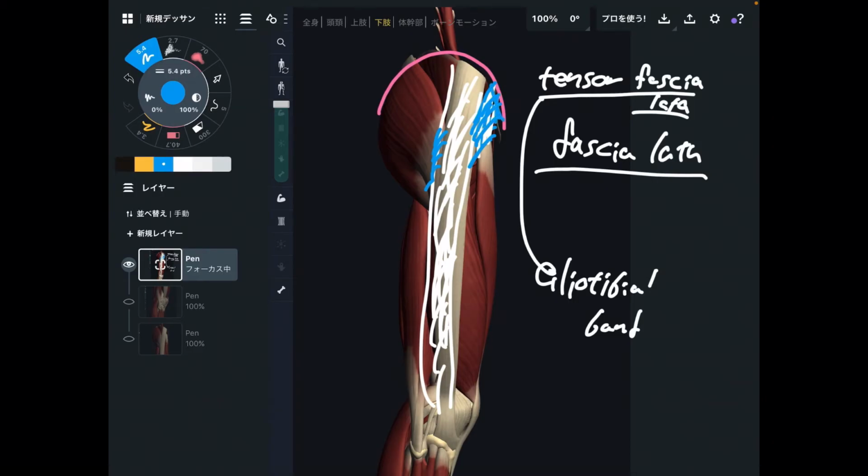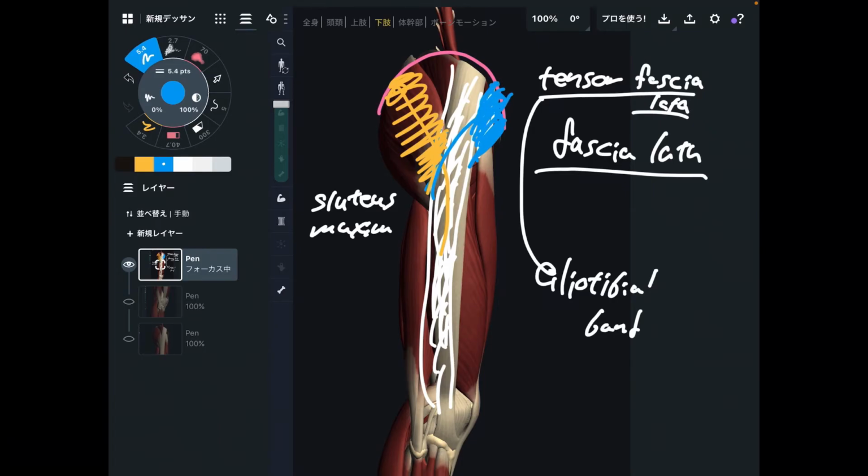Very important. And on the posterior part, gluteus maximus attaches to iliotibial band. Tensor fascia lata and gluteus maximus attach to iliotibial band. Let's look at orientation of these two muscles. Tensor fascia lata is about here. Gluteus maximus is about here. Thus, via iliotibial band, you can go to either posterior way or anterior way.